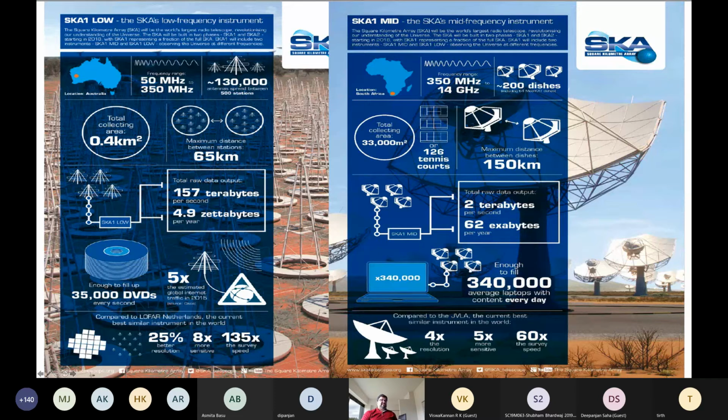However, what changes is the data rate, 157 terabytes per second. Why? Because you have quite a bunch of antennas in this particular thing. The total number of antenna combinations, the bandwidth, the time you're observing, all this makes the data rate go to 157 TB per second, or 4.9 zettabytes per year. Compared to that, the higher cousin of SKA1 Low is SKA1 Mid, which will be in South Africa. The data rate is not that crazy, but still crazy enough for the current time being. It is 2 TB per second.